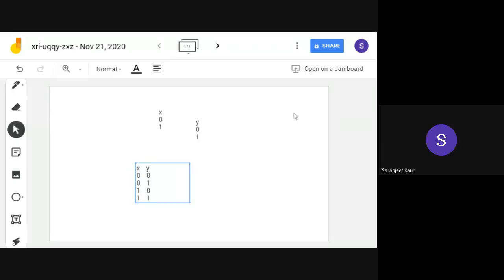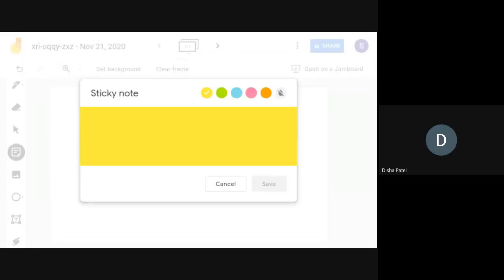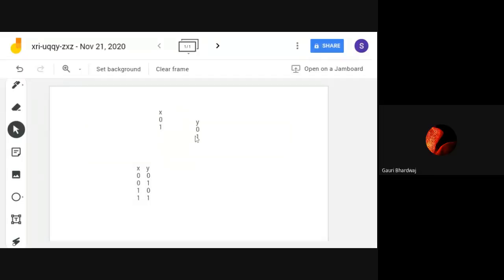So, with a single variable, how many values could it take? Two. Now there are two variables, and how many values can they take? Four. They can take four values, right?